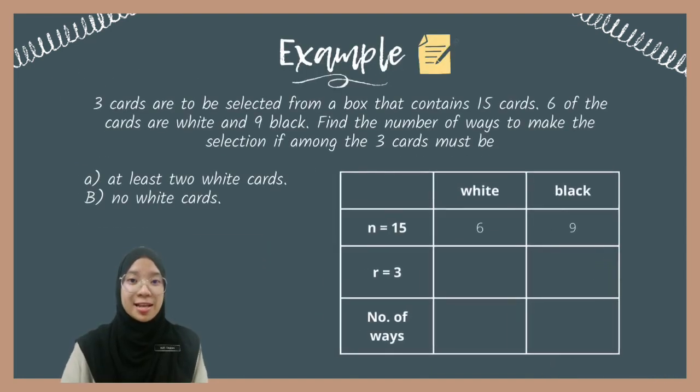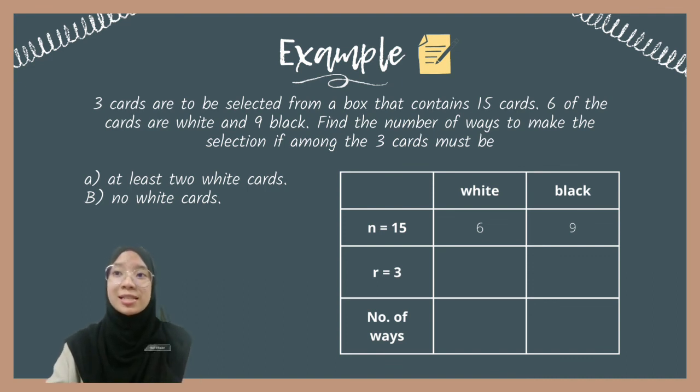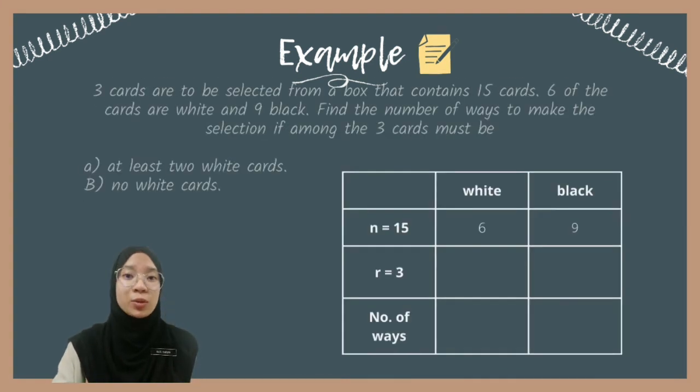Let's look at another example. 3 cards are to be selected from a box that contains 15 cards. 6 of the cards are white and 9 are black. Find the number of ways to make the selection if among the 3 cards (a) at least 2 are white cards, and (b) no white cards. To answer this question, first you need to put a table like this and separate the cards into white and black. There are 6 white and 9 black, so n is equal to 15. We only want to select 3 cards, so r is equal to 3.